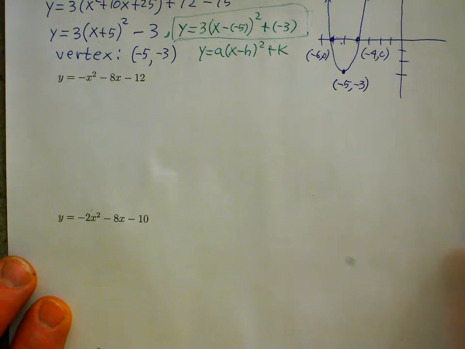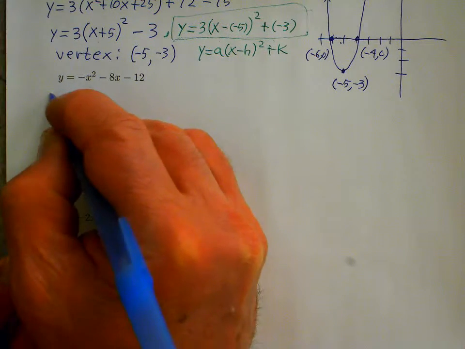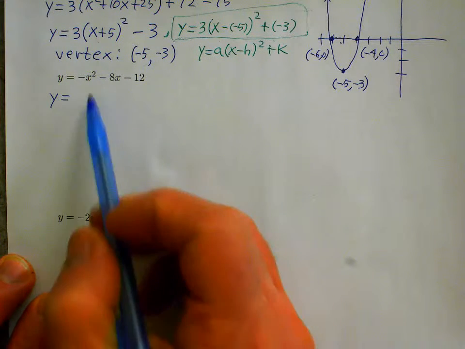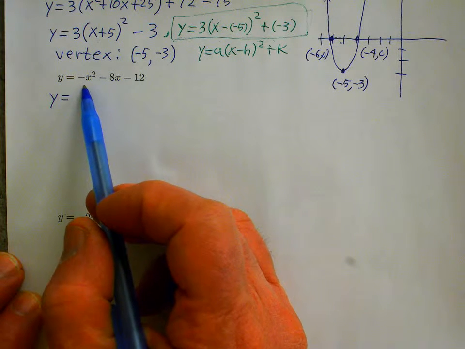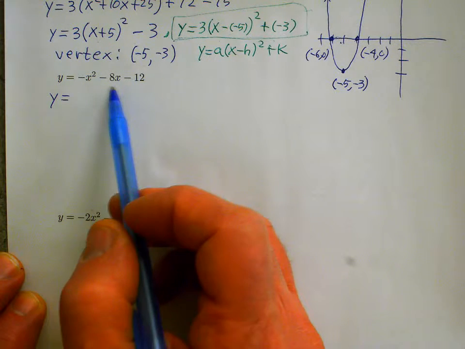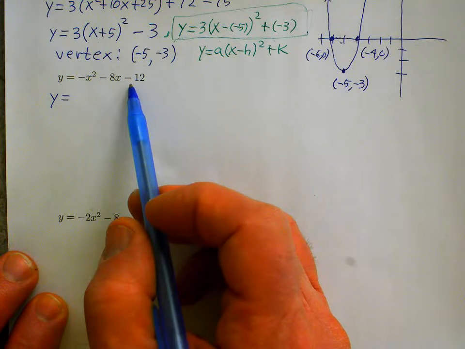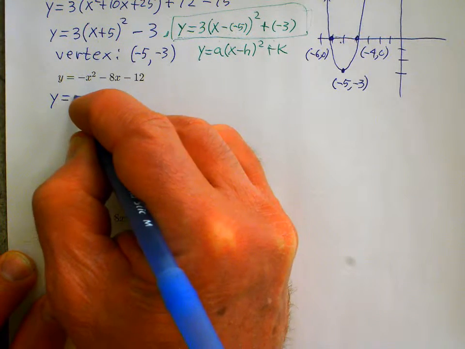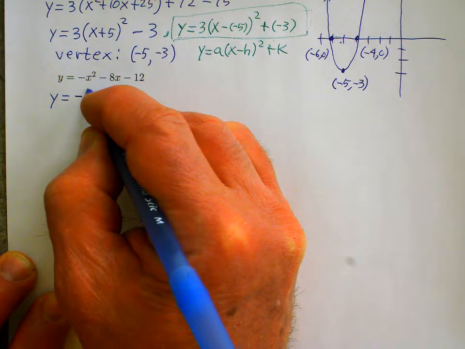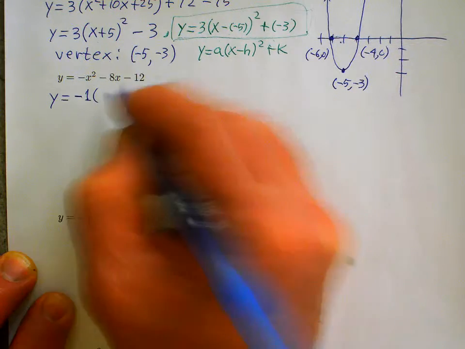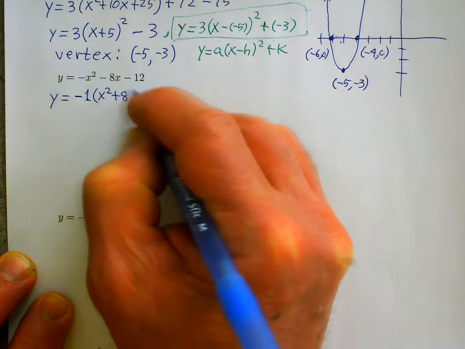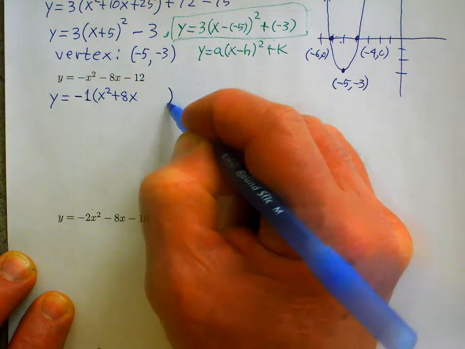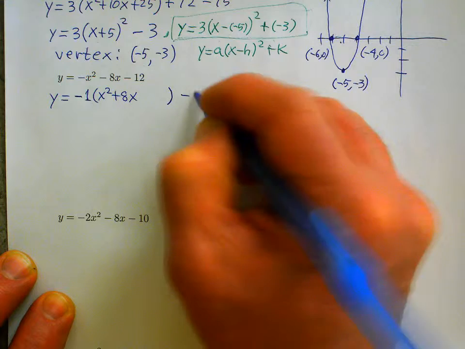Okay, so to get it into vertex form, we're going to factor -1 out of the x squared term and the x term, but we'll leave the -12 on the outside. So I'll write -1 times the quantity x squared plus 8x. And then I'll leave some space and put a right parenthesis and then the -12 on the outside.